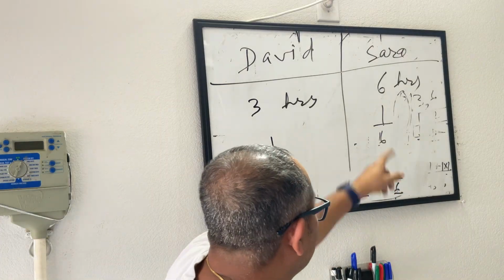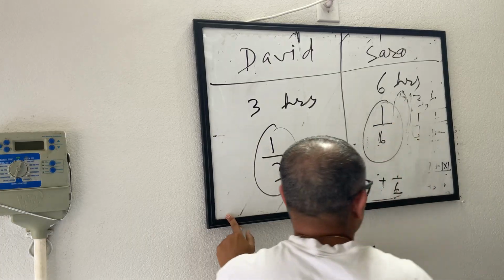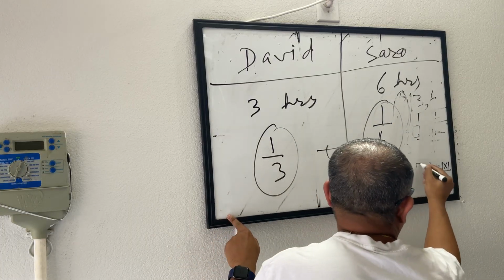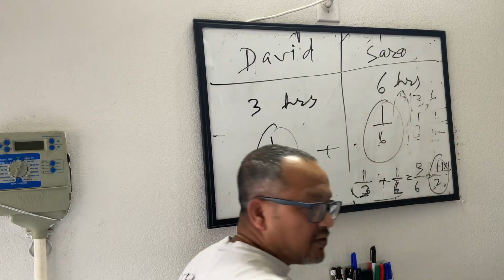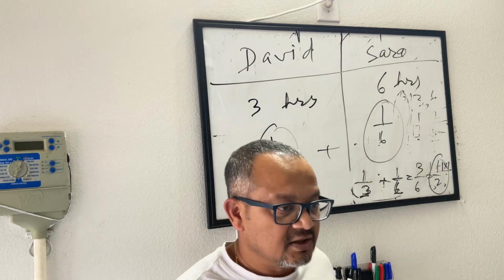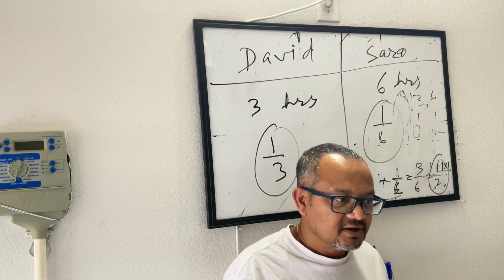When they are working together, they will finish this plus this in 1 hour. 1/6 and 1/3 combined is nothing but 3/6, which is 1/2. So if they work together for 1 hour, they will finish half of the work. How much time do they need for finishing it? 2 hours. 2 hours. Yeah.